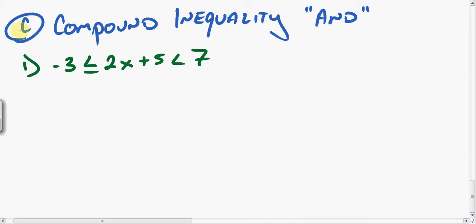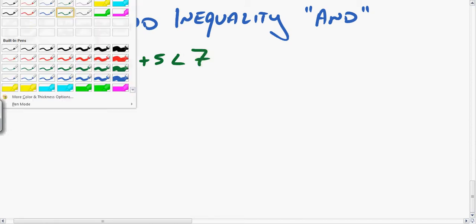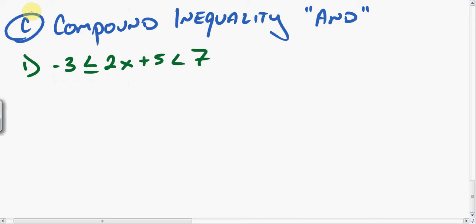Alright, so the first one up, letter C, is our compound inequality. It's our AND inequality, and I have a nice example here, which is -3 is less than or equal to 2x plus 5, which is less than 7. So, the AND inequality actually comprises or involves two separate inequalities.